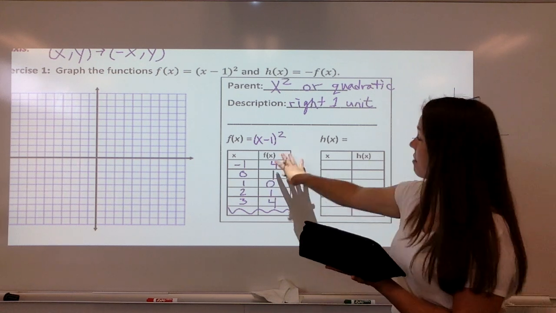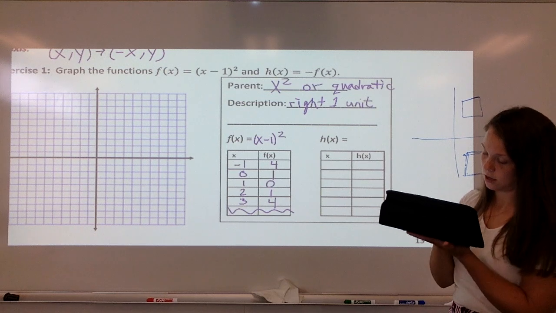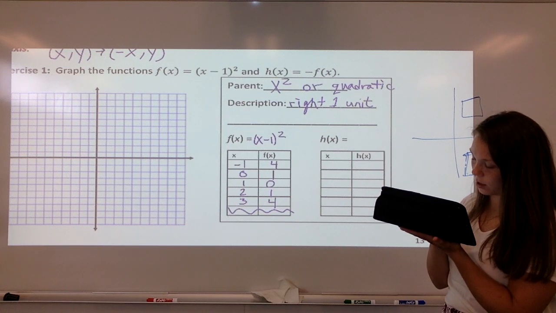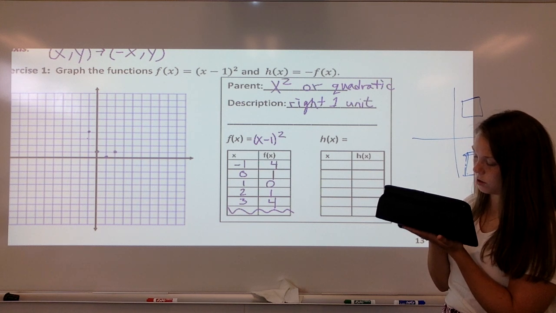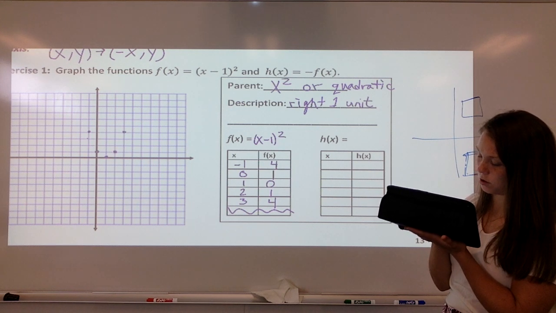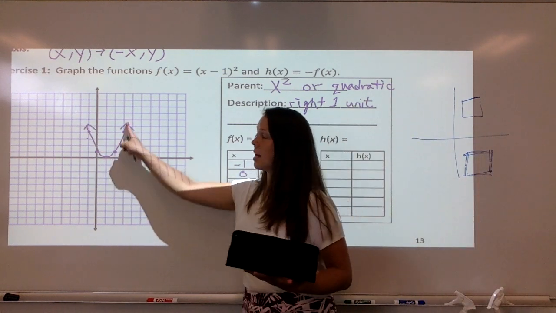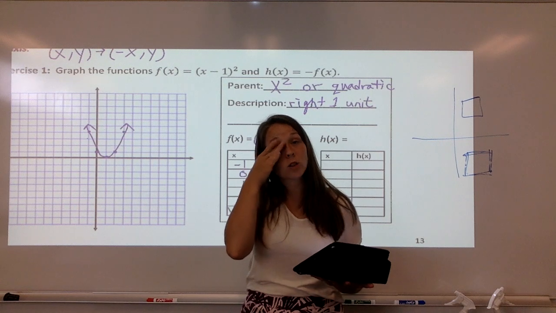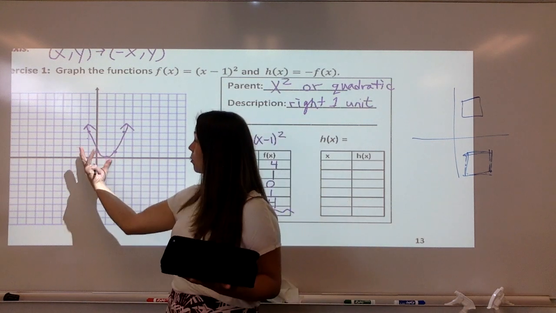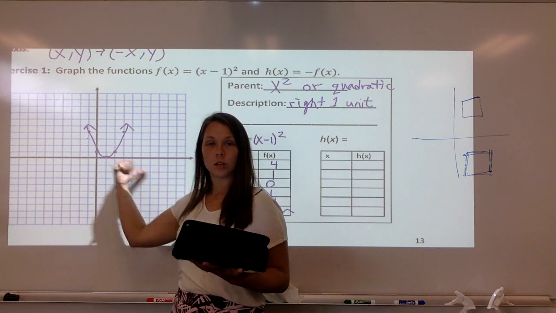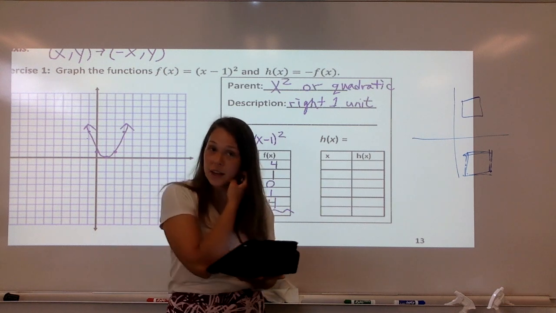So if I were to graph this, this is what it would look like. And so you can see that the shape is a parabola, and it looks just like the parent quadratic function, except my parabola is 1 unit towards the positive side of the x-axis.